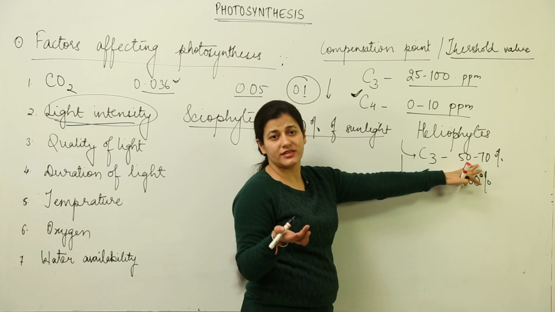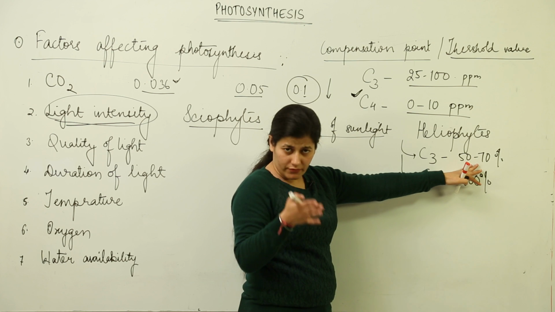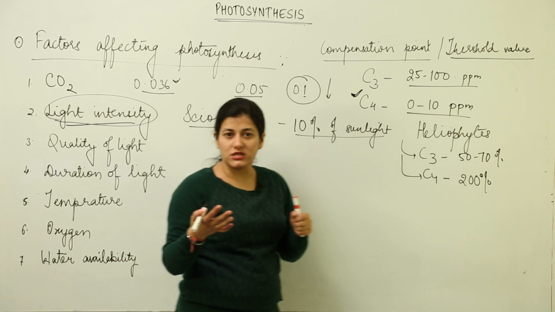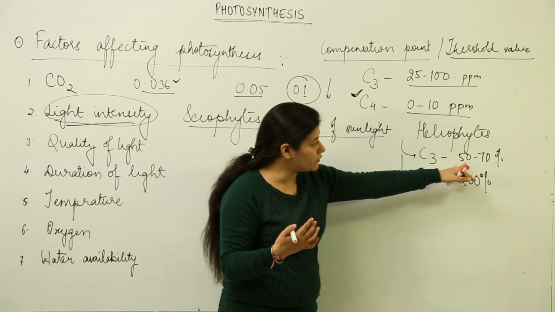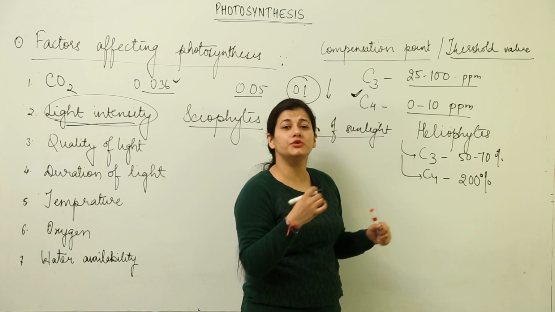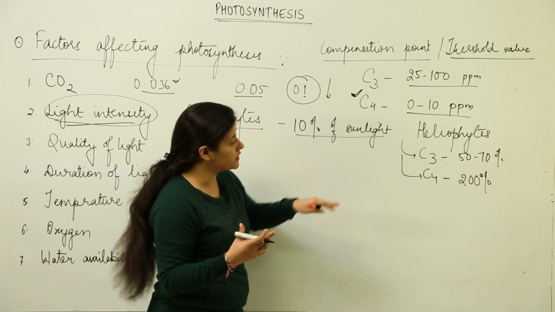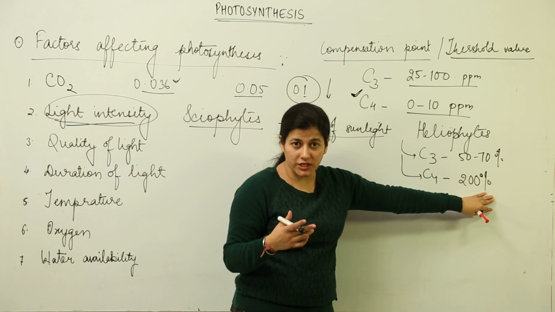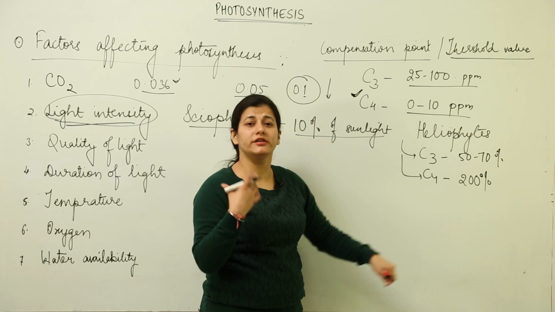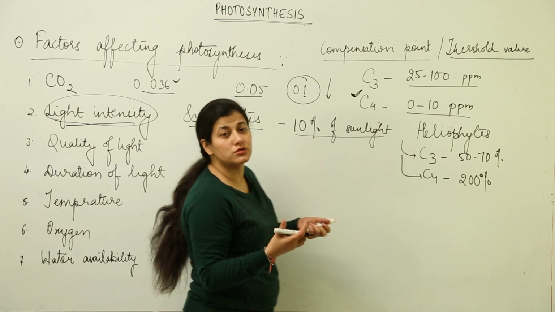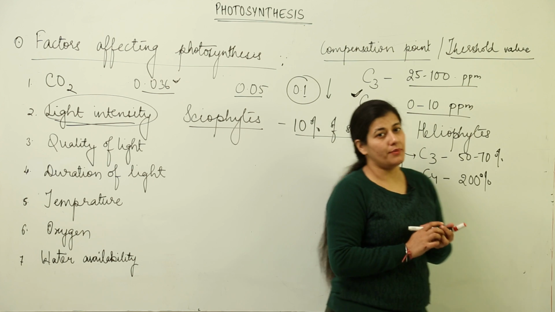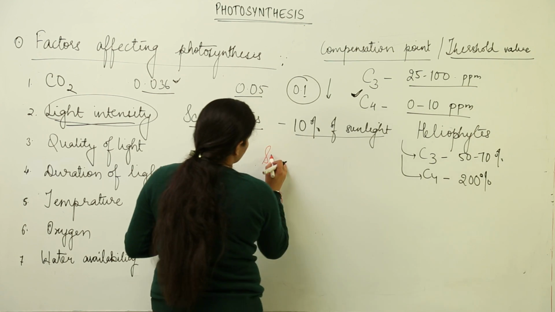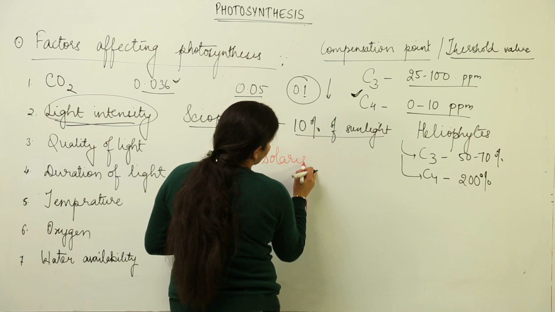C3 would need 50 to 70% of the incoming sunlight insolation in order to carry out the photosynthesis. It would increase if this value is increased gradually, and they would reach the light compensation point. Same would be in the case of C4, but over here, so much is the efficiency at the anatomical level that 200% of sunlight, if it is provided, that also can be utilized, and the plant will not undergo solarization.